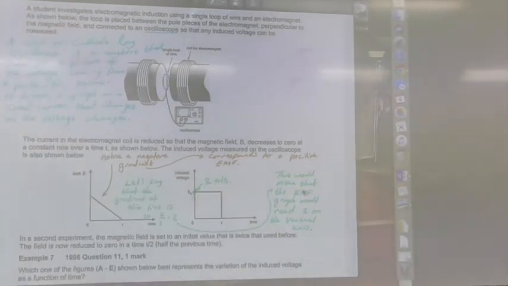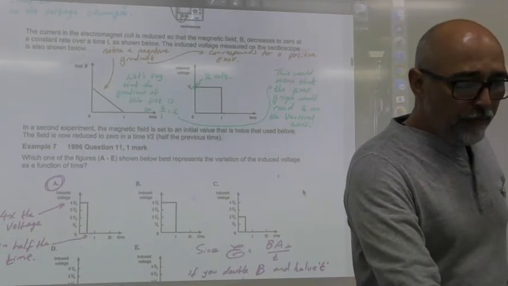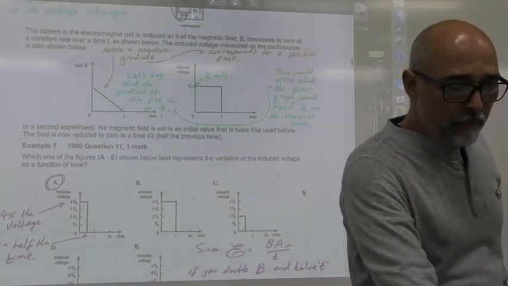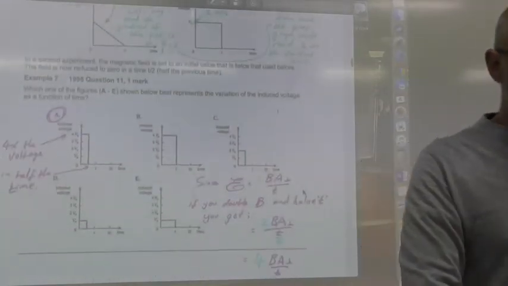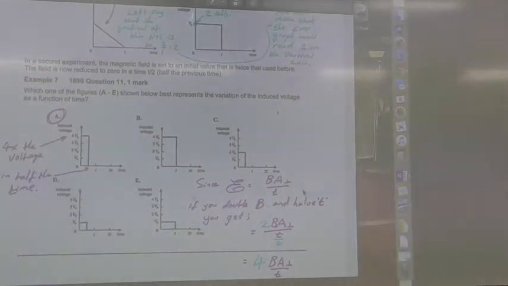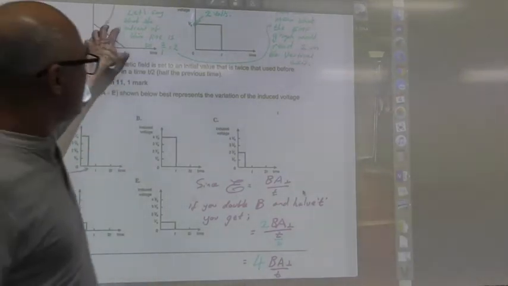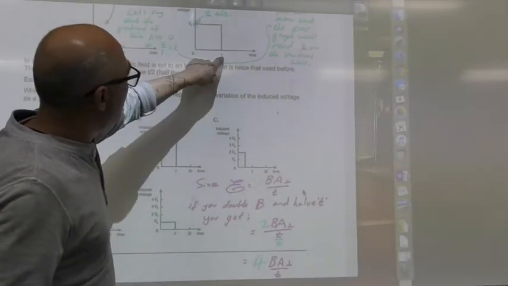All right. So what's the actual question? Which one of the figures A to E shown below best represents the variation of the induced voltage as a function of time? Well, again, all of these graphs are nice and straight, implying, oh, sorry, wait. In a second experiment, all right, so this is true, okay? So at this rate, you get this voltage in this time.